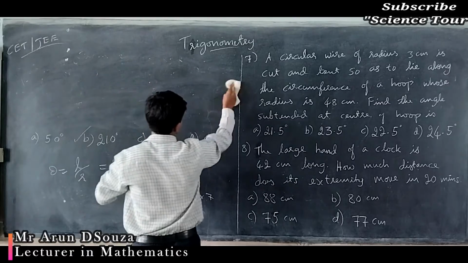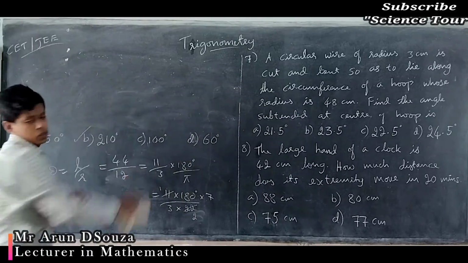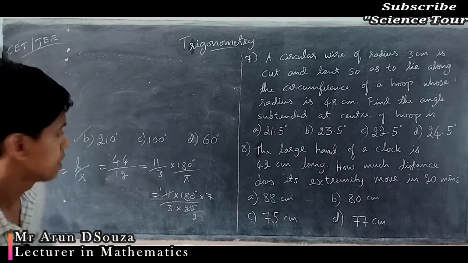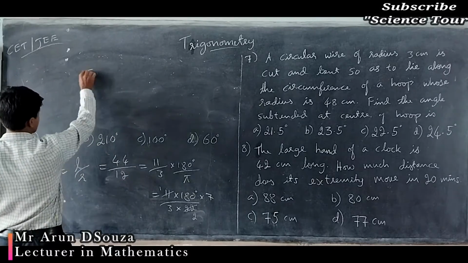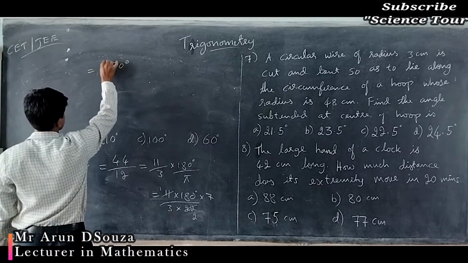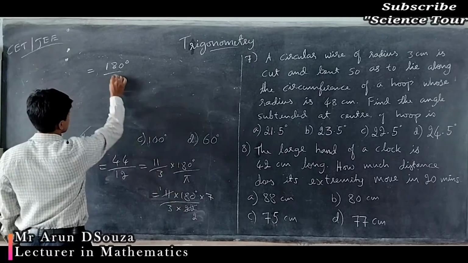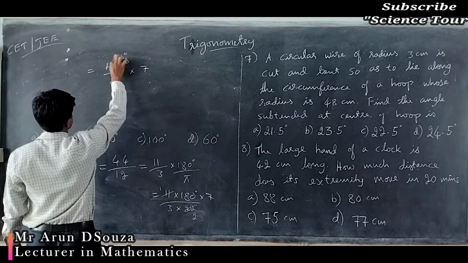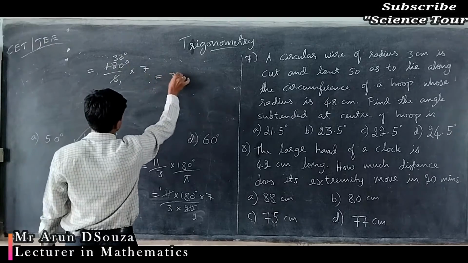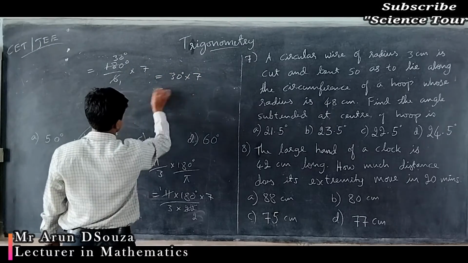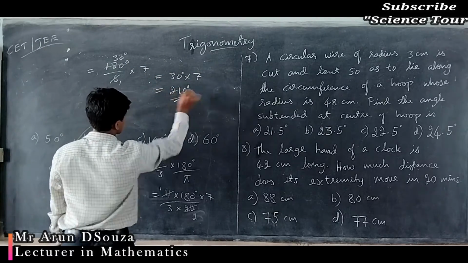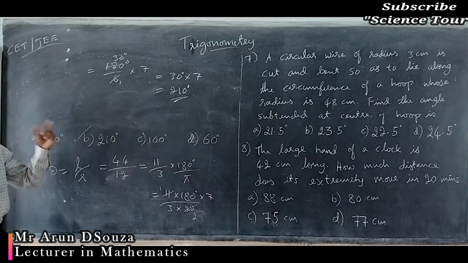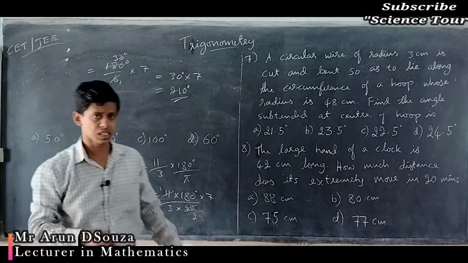So 210 degrees. So how do you get it? See, this is 180 degree divided by 6 into 7. So this is 30. So 30 into 7, that is 210 degrees. So option B is the right answer for 6th question.